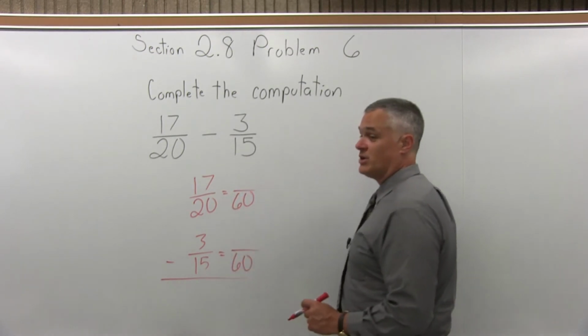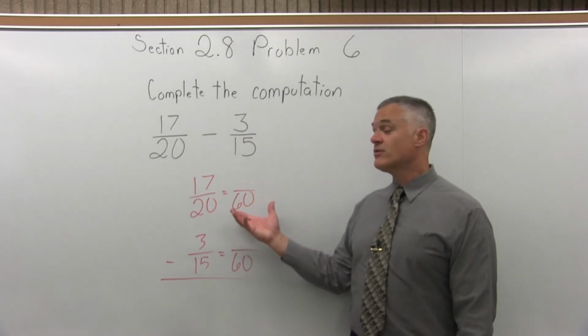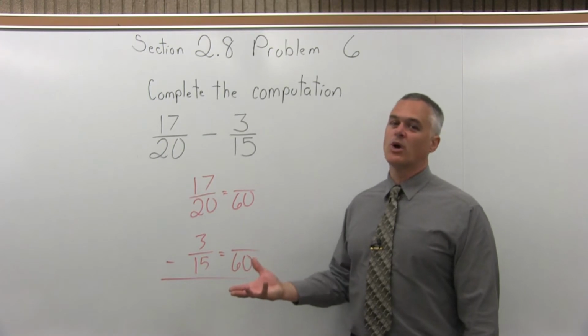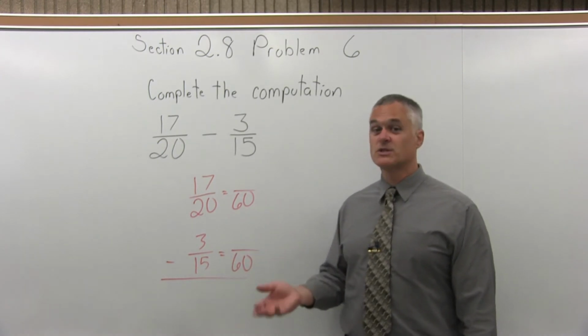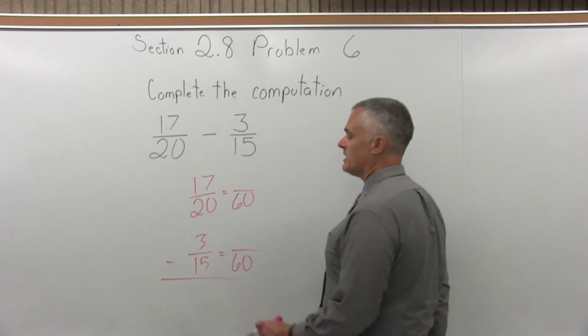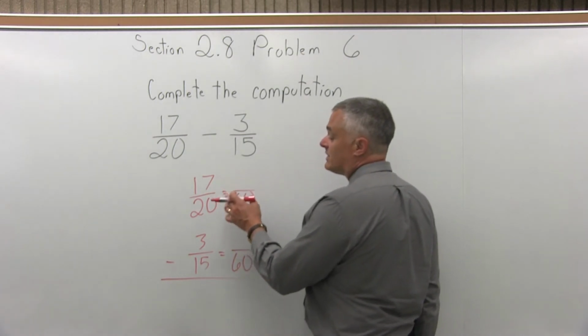It's not the only common denominator. A common denominator of 300 will work and it'll eventually give you the correct answer, but it's much more work. You'd like to make that common denominator as small as you can. And in this case, that's what we have. 60 is the smallest common denominator. Now what I have to do is fill in the numerator.